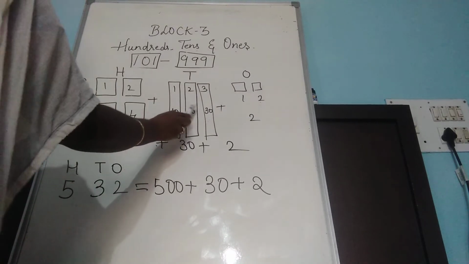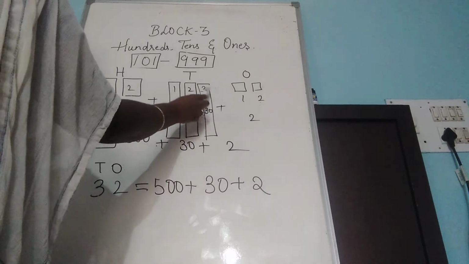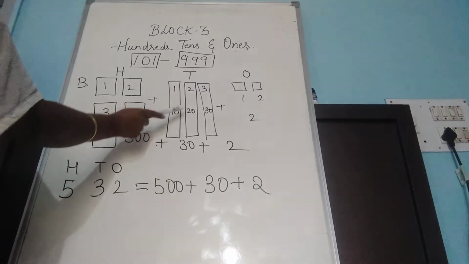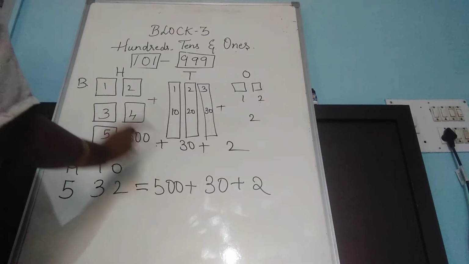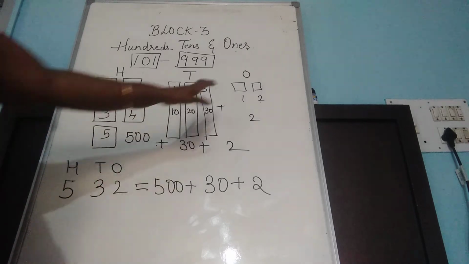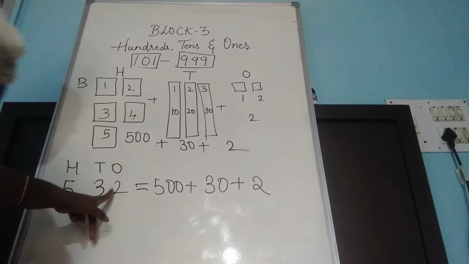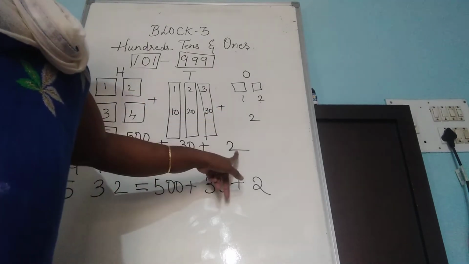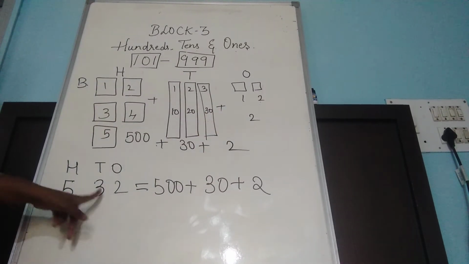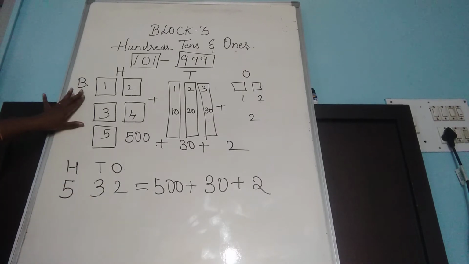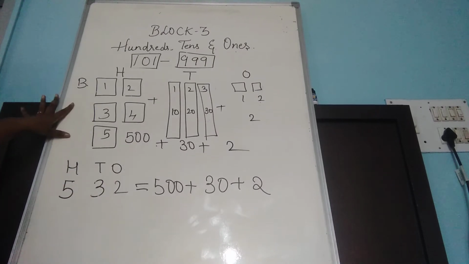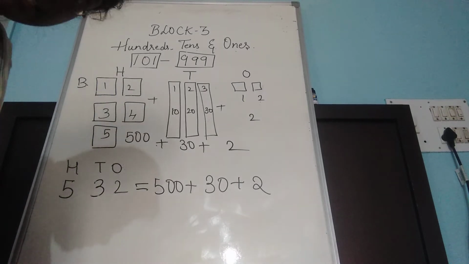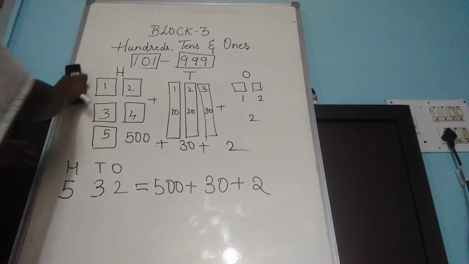And here in the tens column, how many tens are there? 1, 2, 3. So 3 tens. And what is the value of 3 tens? 10, 20, 30. That is what is written here as 30. And how many ones do I have? 1 and 2. So that is what I have written. Ones column, 2 ones. The value of 2 ones is 2 itself. So 532 is the number for the given representation. Okay, children? Yes. And the next one.